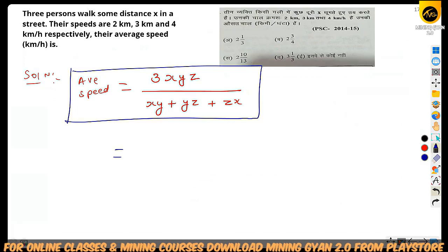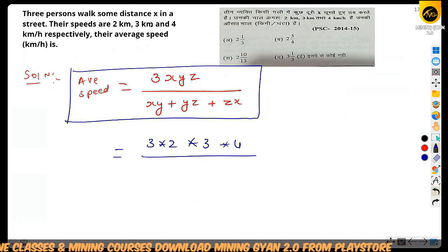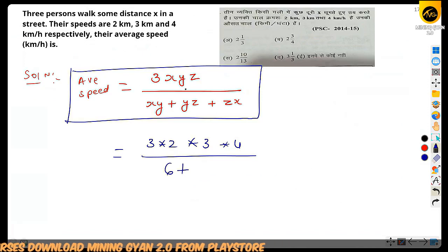Now just put down the speeds. 3 into the first, x, that is 2 kilometer per hour, multiplied by the next one, 3 kilometer per hour, and then the last one is 4 kilometer per hour. So 3 into 2 into 3 into 4 divided by x into y. So x is 2 and y is 3, that means 2 into 3, it will be 6. Plus y into z, y is 3 and z is 4, that means it will be 12. Now the last one, z into x, z is 4 and x is 2, that means 4 into 2, that means 8.